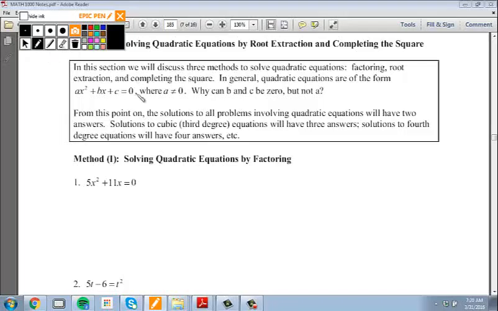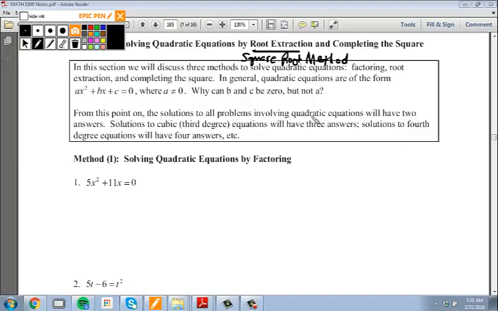In this video, we're going to do section 7.1, solving quadratic equations by root extraction and completing the square. Your book is a little bit strange because they call it root extraction, but it's really just what most books call the square root method. So if you've heard of the square root method, that's fine. It sounds a little bit better than root extraction. Root extraction sounds like something that would happen at the dentist or something like that.